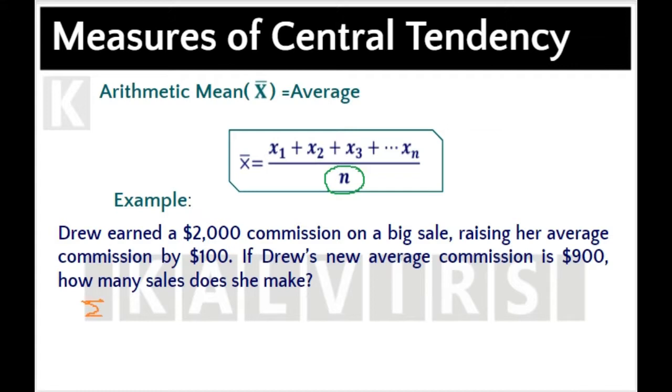her last average commission was the sum of her commissions over the number of sales she did, and this average plus $100 is her new average commission, which is the sum of her commissions plus the $2,000 commission over n plus 1, because now she has done n plus 1 sales. Then the problem states if Drew's new average commission is $900, so we get the following.